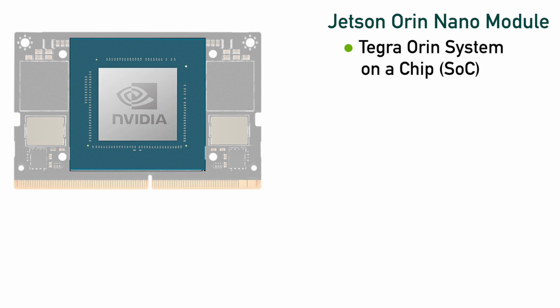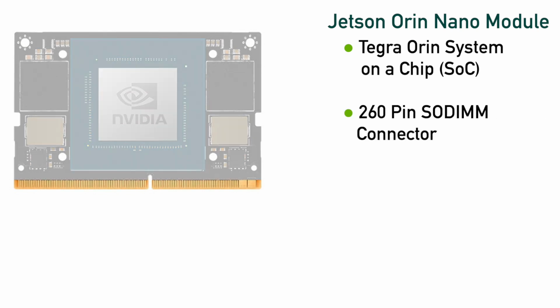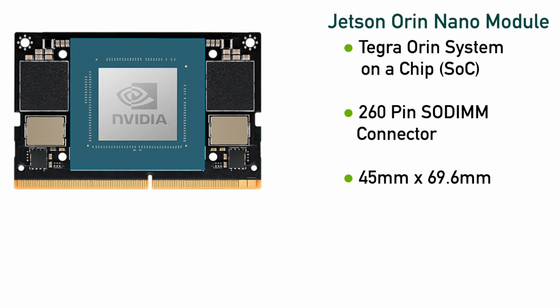The Jetsons are special in that a large number of programmable CUDA GPU cores are present on the Tegra chip. The connector on the bottom of the module is a 260-pin SODIMM connector. This is the connector which mates with the carrier board. The module is 45 by 69.6 millimeters, about the size of a credit card.